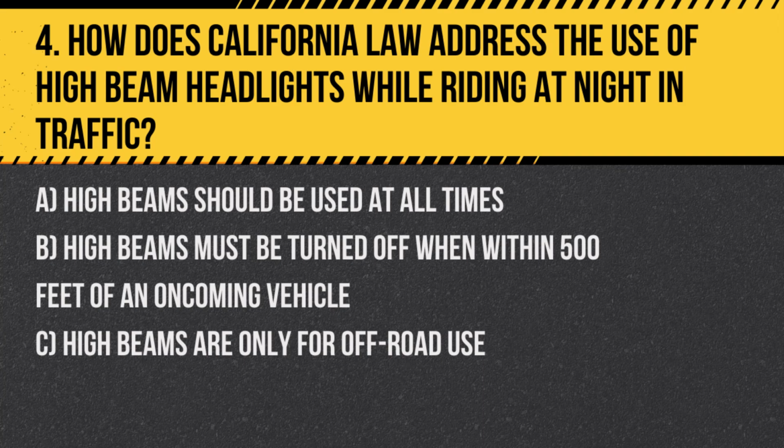A. High beams should be used at all times. B. High beams must be turned off when within 500 feet of an oncoming vehicle. C. High beams are only for off-road use. Answer. B. High beams must be turned off when within 500 feet of an oncoming vehicle. This prevents blinding other drivers and is required by law.